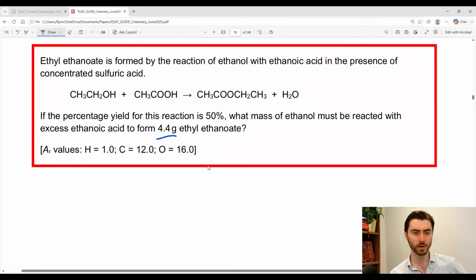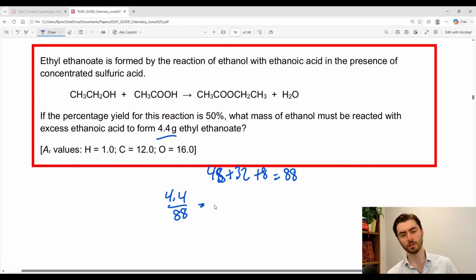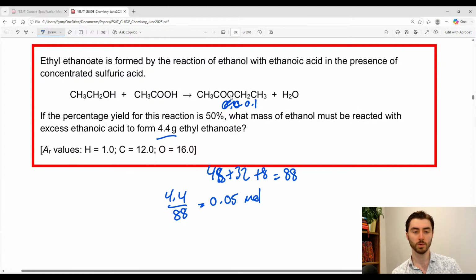1, 2, 3, 4, 48. 1, 2, of those makes 32. 3, 5, 8, 40, 88. 4.4 over 88 is, again, so it would be 0.05 moles of that thing. But the percentage yield is 50%, so it should have been 0.1, which means this should have been 0.1. And we do 0.1 times.